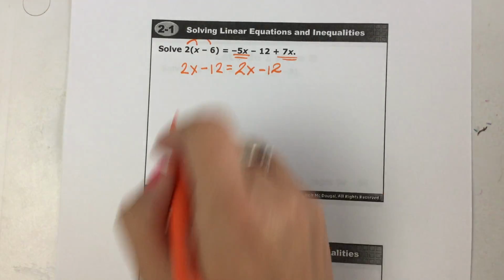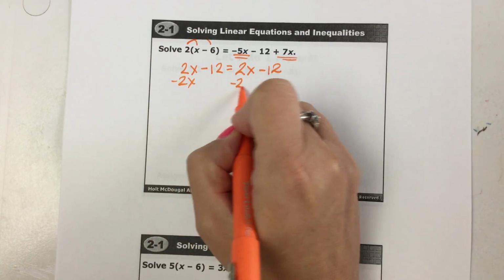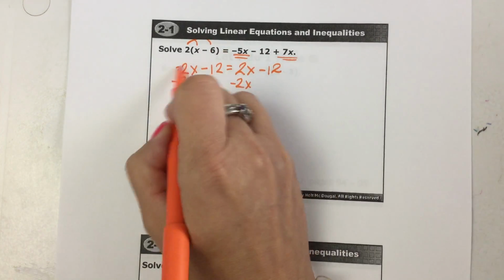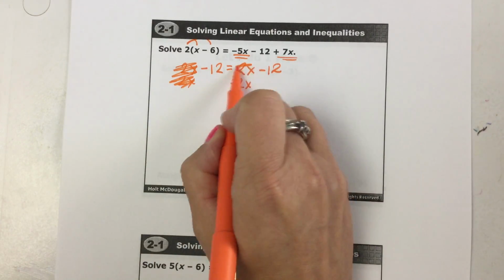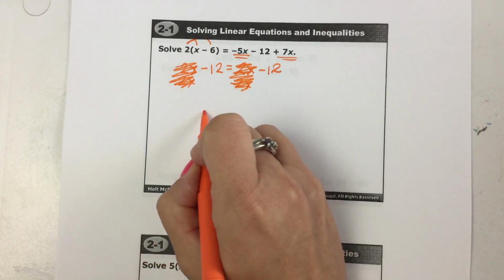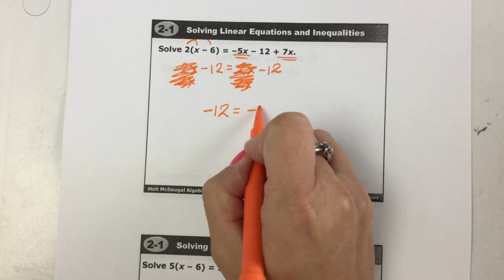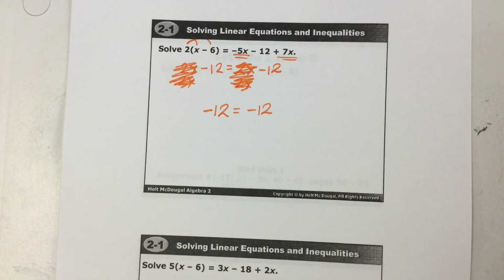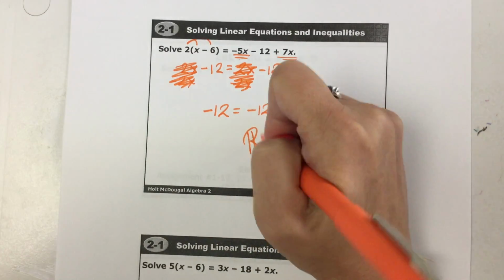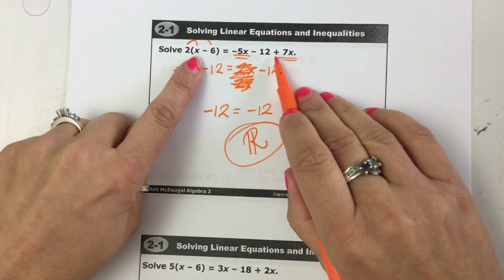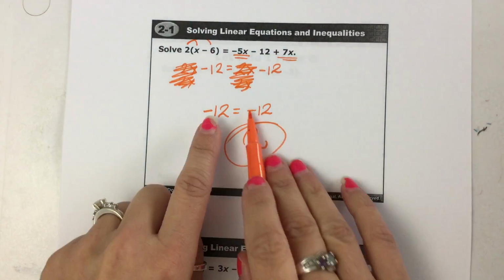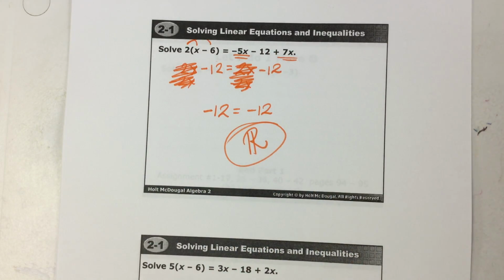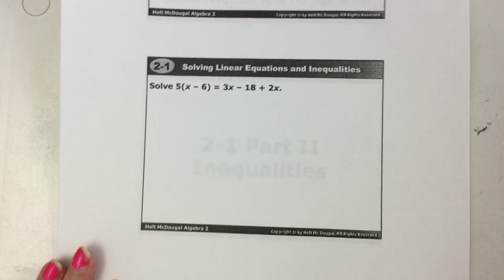To get rid of 2x, you need to minus 2x. What you do to one side, you have to do to the other. 2x minus 2x cancels. 2x minus 2x cancels. What I have remaining is negative 12 equals negative 12. Well, when does negative 12 equal negative 12? Always. So your solution is all reals. You can put any real number into this equation and the two sides are going to equal because negative 12 always equals negative 12. 2 more questions, guys, and we're going to go ahead and call it a day.